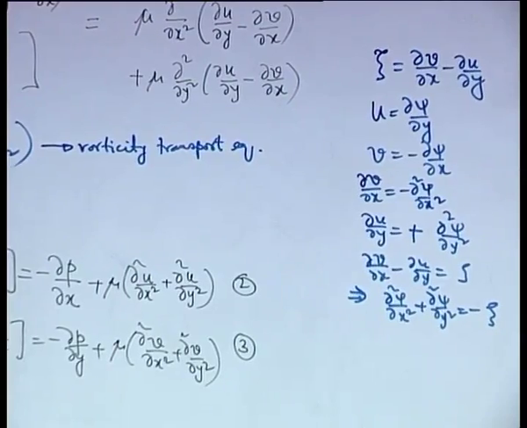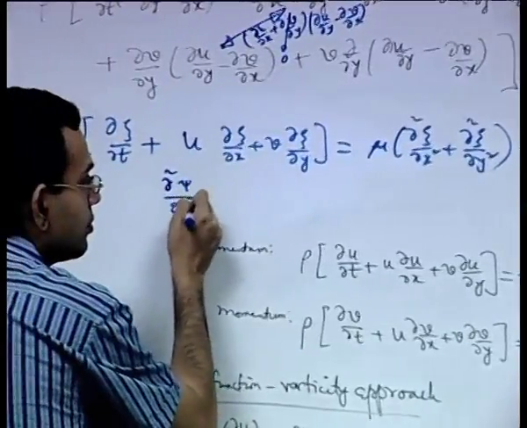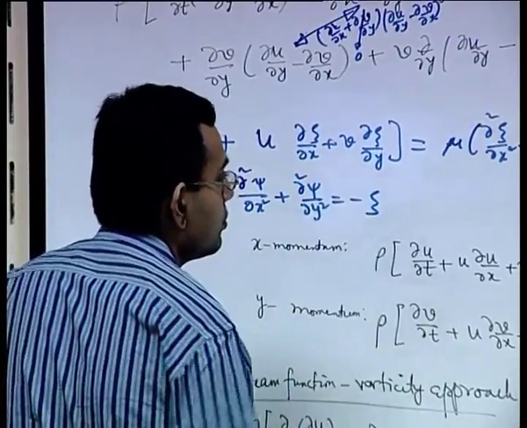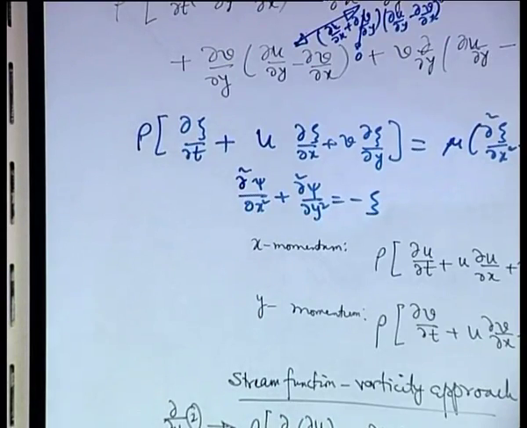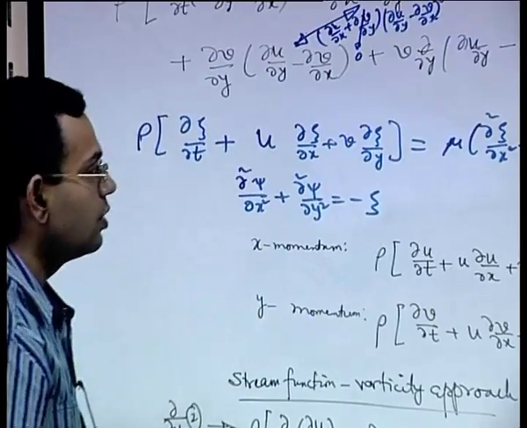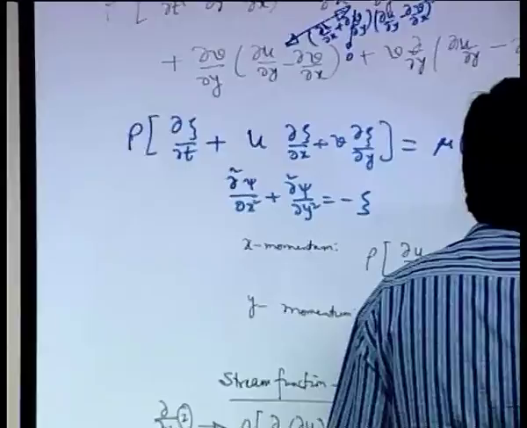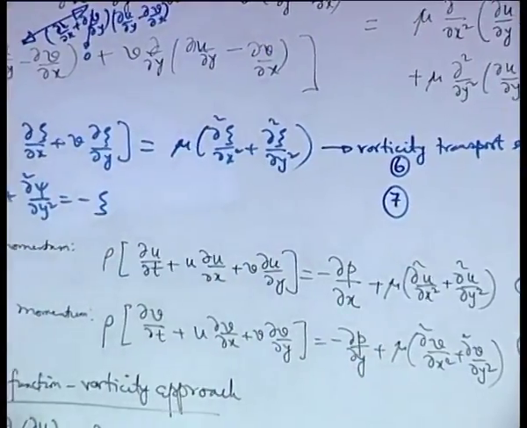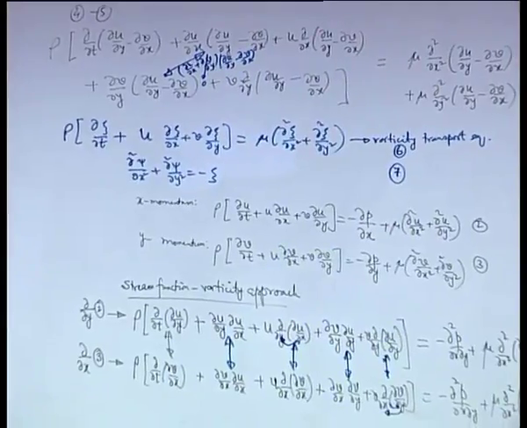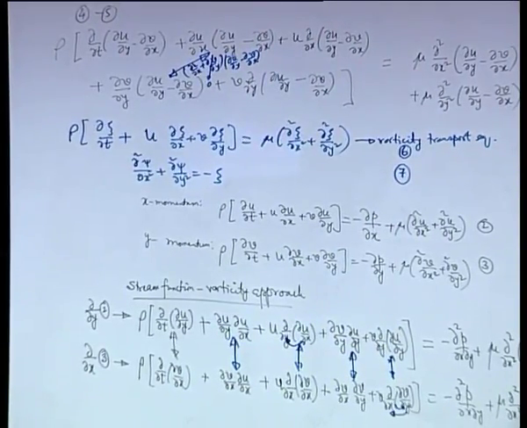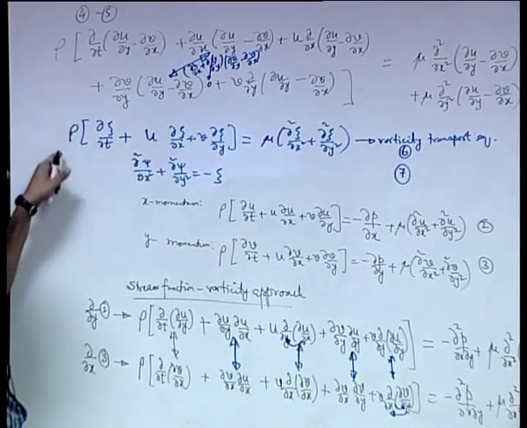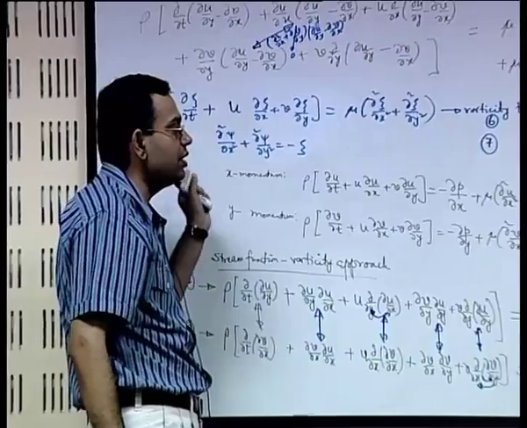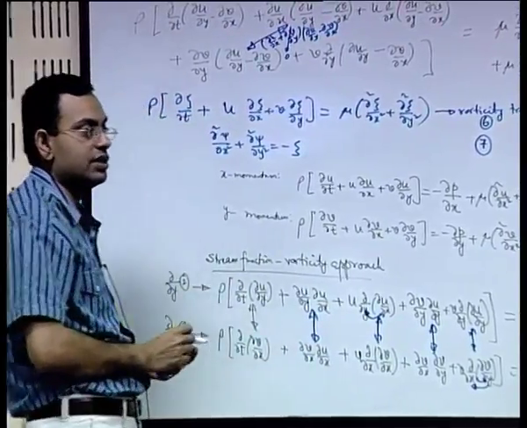So, you can have the governing equation for stream function, which couples the stream function with the vorticity in this way. So, this vorticity transport equation, let us call it equation number 6 and let us call the stream function equation as equation number 7. So, then what we can say is that these are two coupled equations and numerical solution of these two coupled equations form the basis of the stream function vorticity approach.